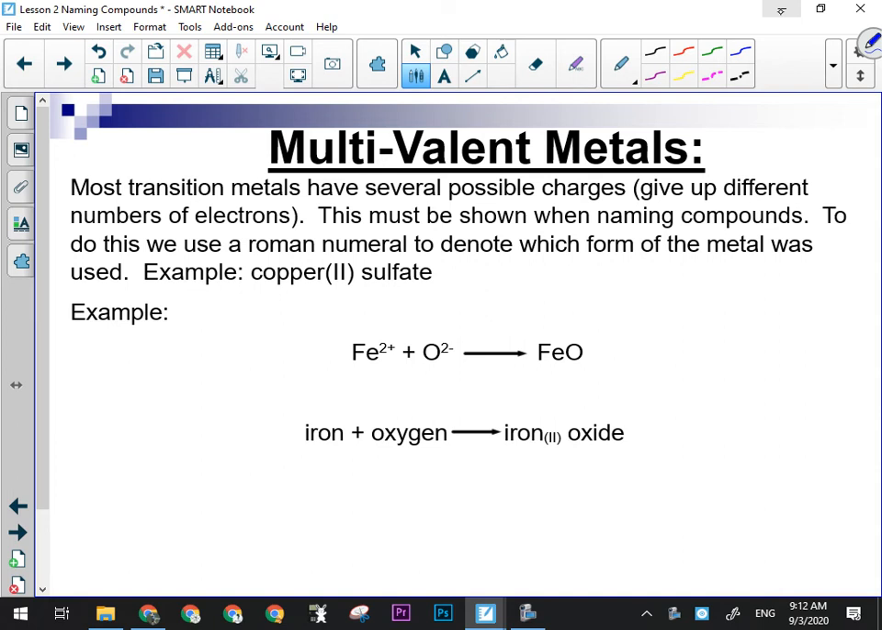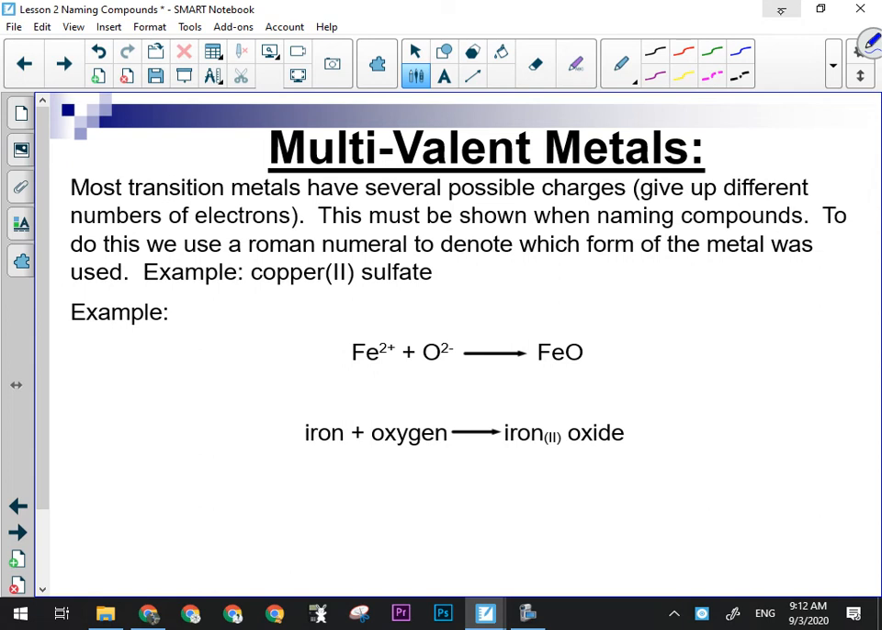Some of the metals on the periodic table behave strangely, and they can give up different numbers of electrons. Most metals just give up, like sodium always gives up 1, calcium always gives up 2, and so on. But there are some metals that will give out different numbers depending on the situation. Okay, iron is one of them. Iron sometimes gives up 2 electrons, sometimes it gives up 3 electrons.